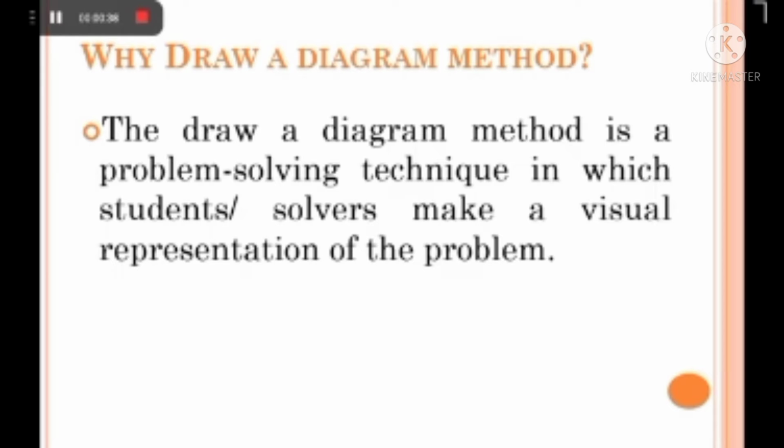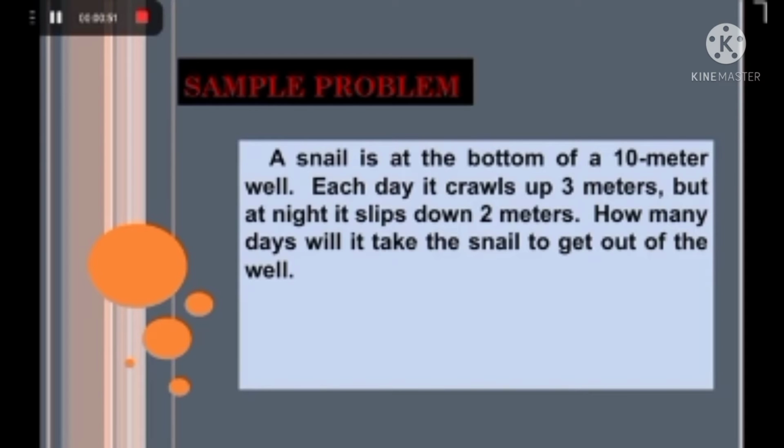So mathematical diagrams can support students or solvers to represent a situation and assist in finding a solution to a problem. So let me show you some problems and its solution using the draw a diagram method. So sample problem. A snail is at the bottom of a 10-meter well. Each day, it crawls 3 meters, but at night, it slips down 2 meters. How many days will it take the snail to get out of the well?